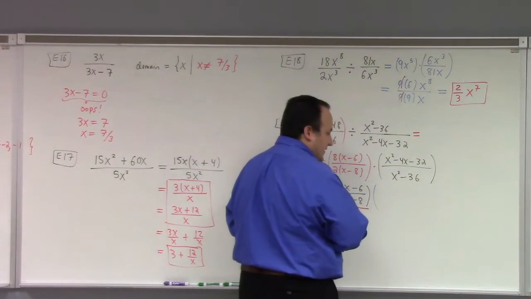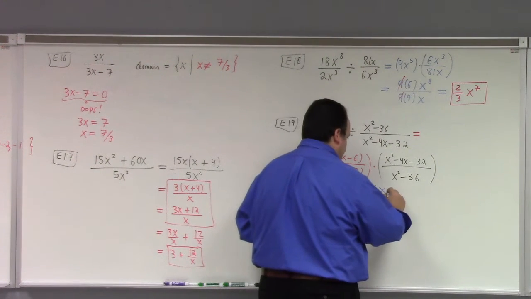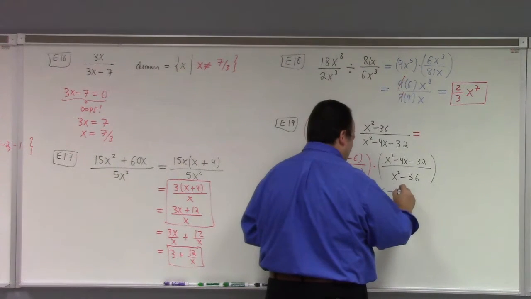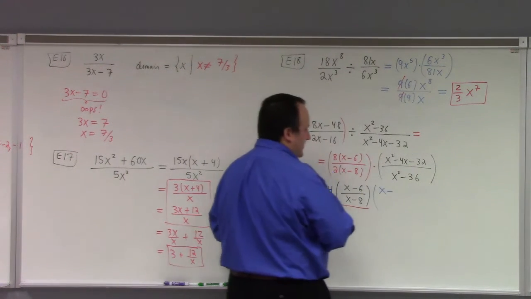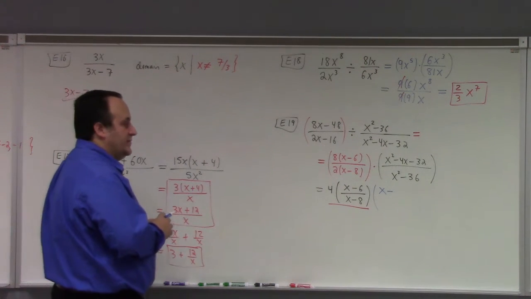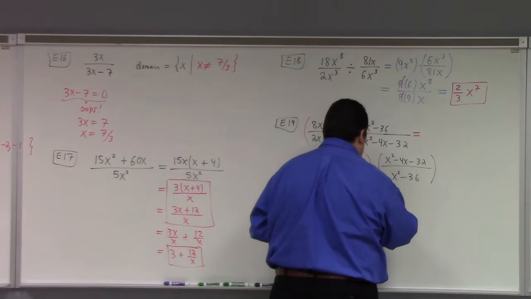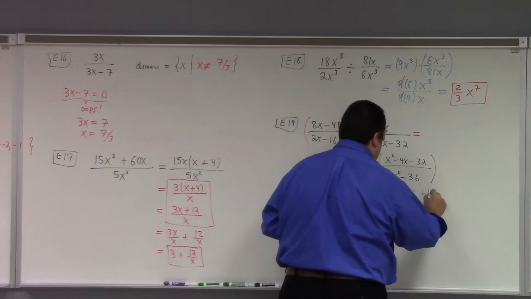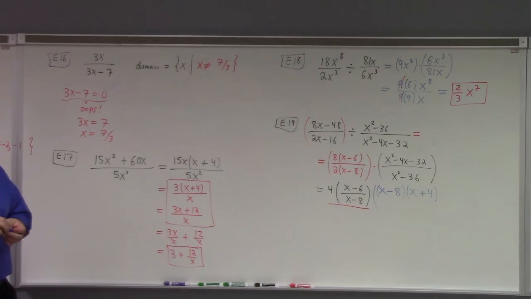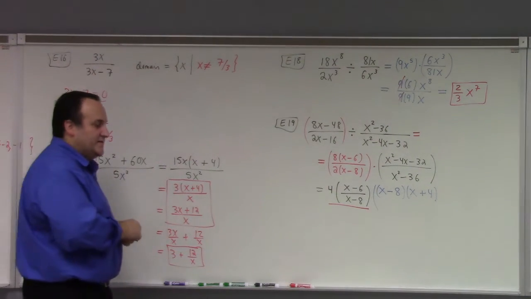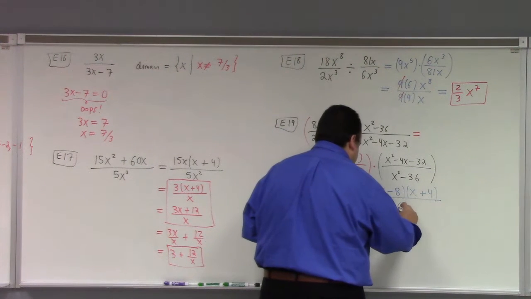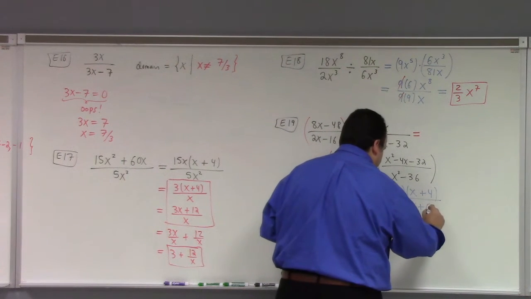X squared minus 4x minus 32. That factors into x minus 8. Wait, no. How do you factor that? 32 is 4 times 8. Oh, so it should be minus 8 and plus 4. You can multiply that out. You get minus 8x plus 4x. That's a minus 4x. So the numerator factors to x minus 8 times x plus 4. Great. Downstairs, we have difference of squares. That's easier. That's x minus 6 times x plus 6.